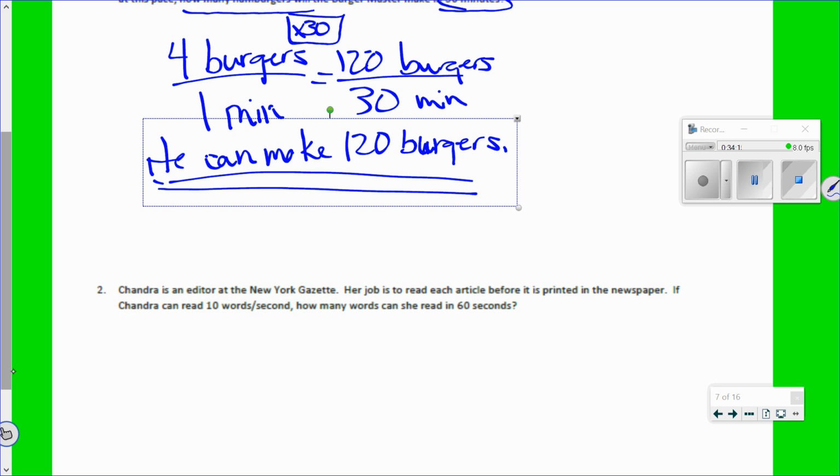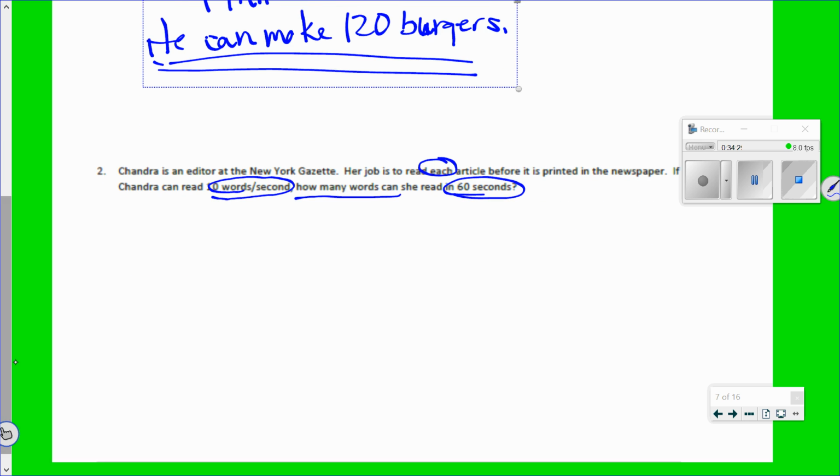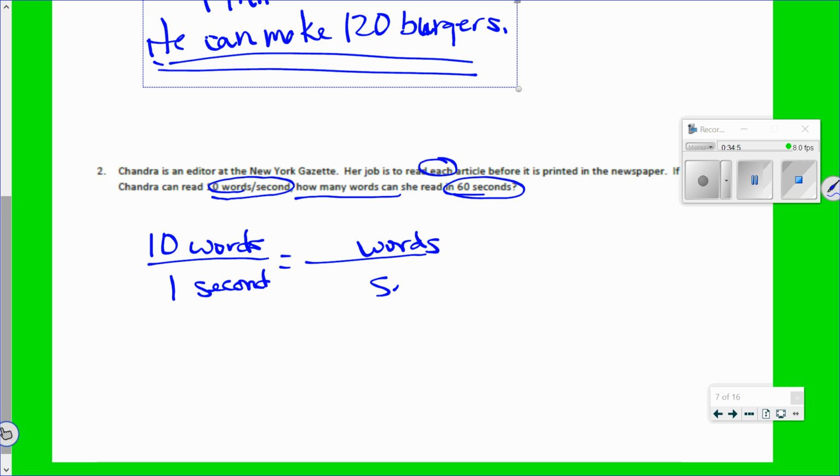Okay, Chandra is the editor of the New York Gazette. Her job is to read each article before it is printed in the newspaper. If Chandra can read 10 words per second, how many words can she read in 60 seconds? So there's our question. So again, start with the rate that they give us. Write down the numbers and the words. So 10 words. It says per second, so what's the number that goes with that? 1. And I know it equals some words per second, correct?